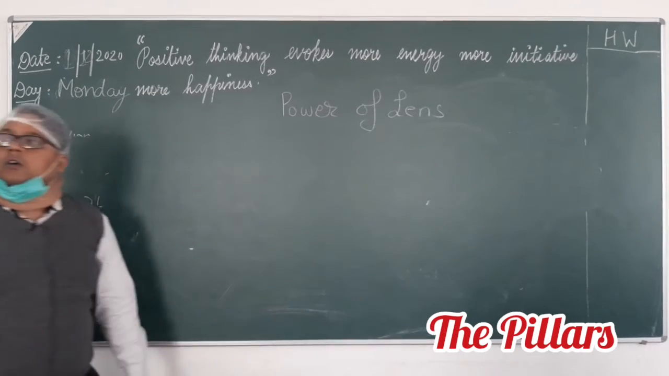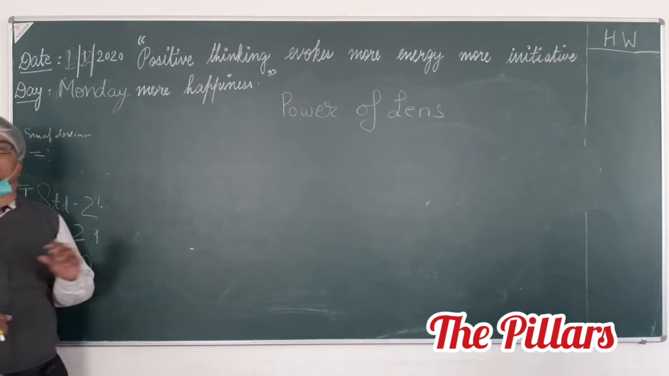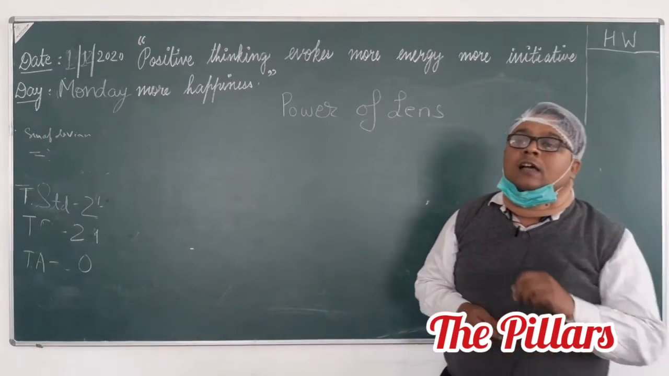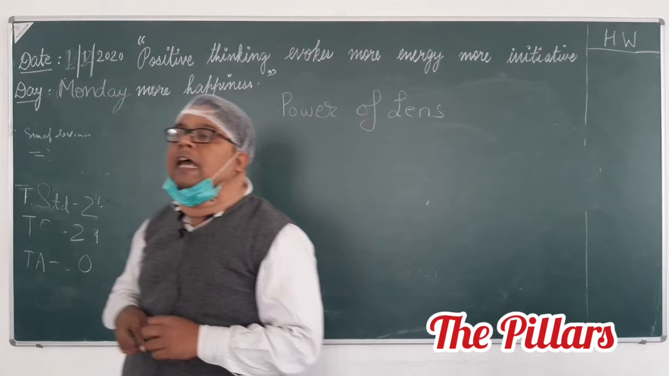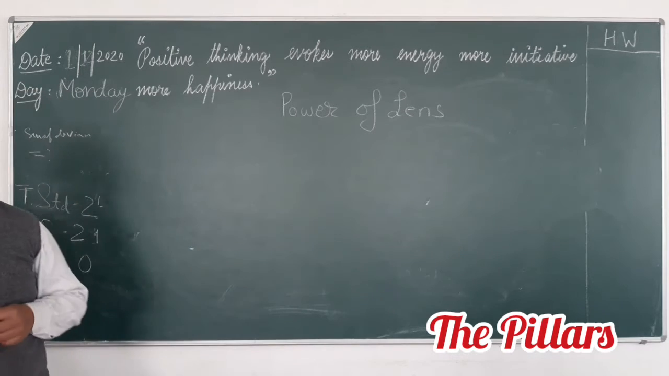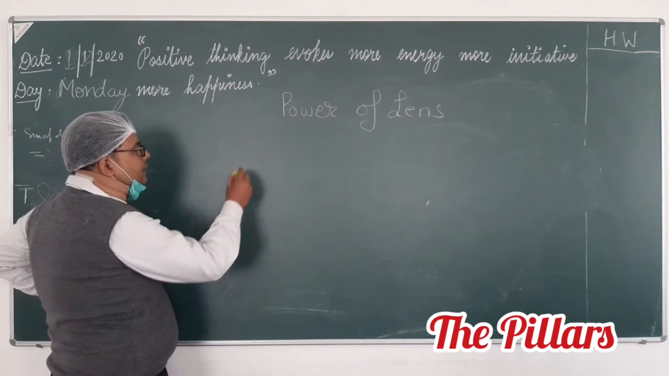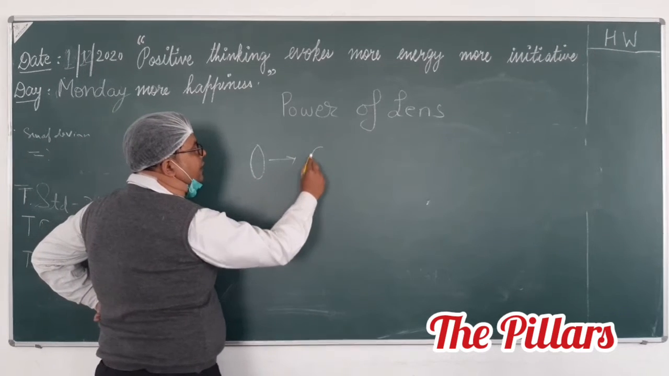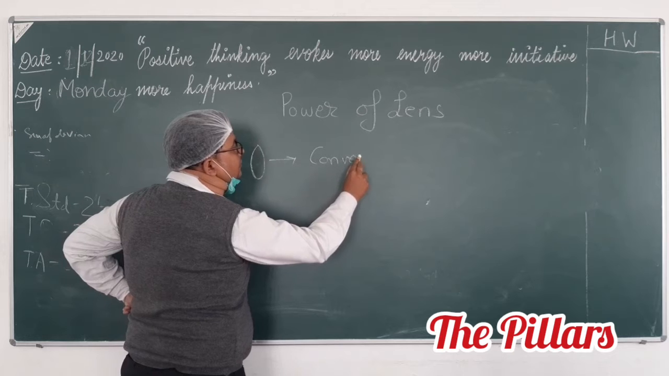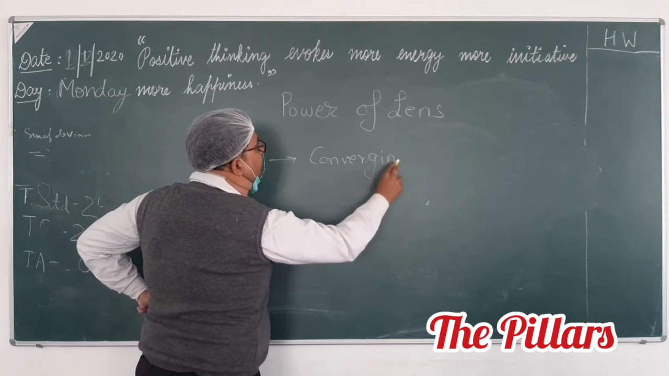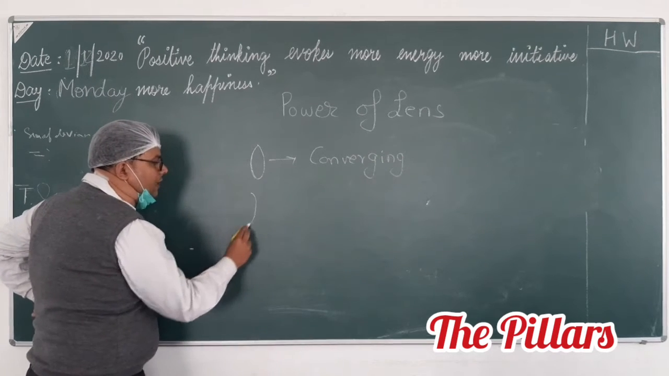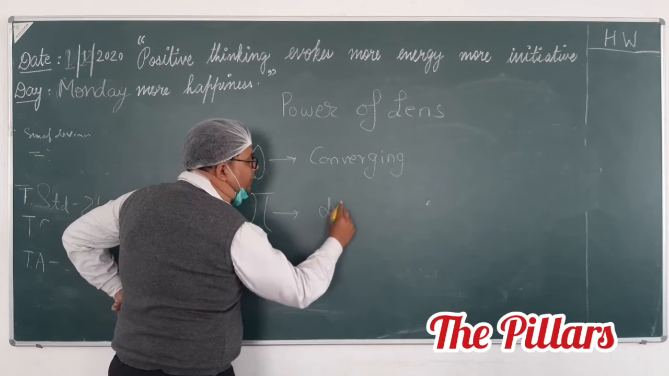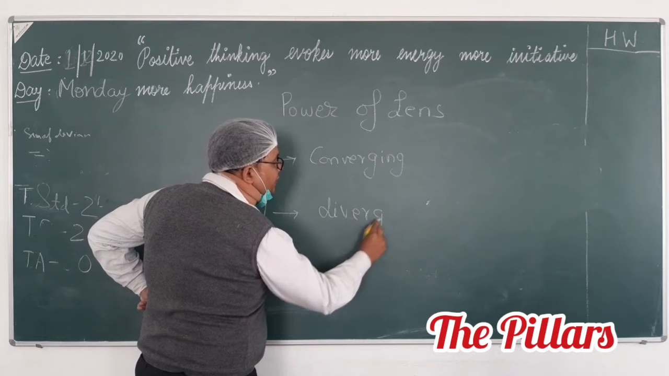If I talk about power of lens, it is the converging or diverging capacity of a lens. You know very well that a convex lens is converging in nature. What about the concave lens? It is diverging in nature.